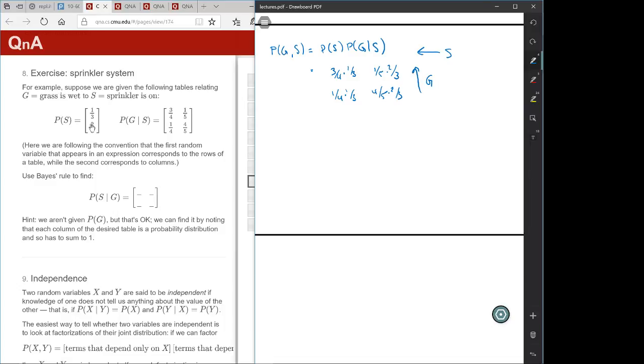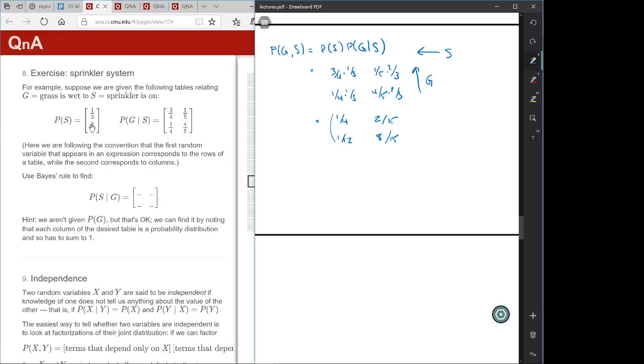And if you multiply that out, that's equal to 1/4, 1/4, 1/12, 2/15, and 8/15. All right, and as a sanity check, you can punch those numbers into MATLAB or Python or whatever, and you will see that they add up to 1, because this is a joint distribution over G and S.